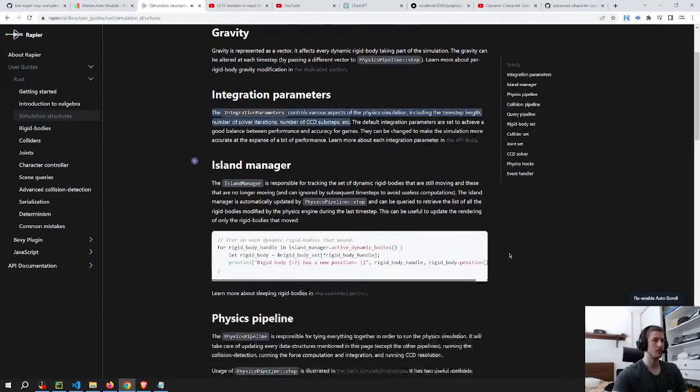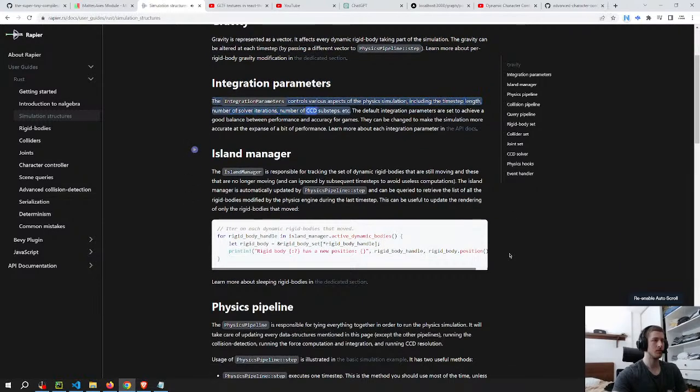Integration parameters. The integration parameters control various aspects of the physics simulation, including the time step length, number of solver iterations, number of CCD substeps, etc. The default integration parameters are set to achieve a good balance between performance and accuracy for games. They can be changed to make the simulation more accurate at the expense of performance. Learn more about each integration parameter in the API docs.